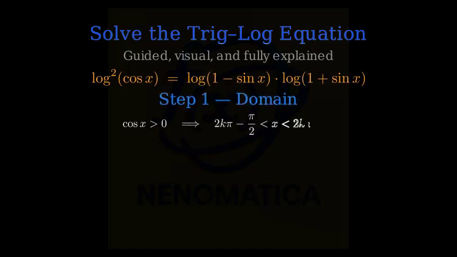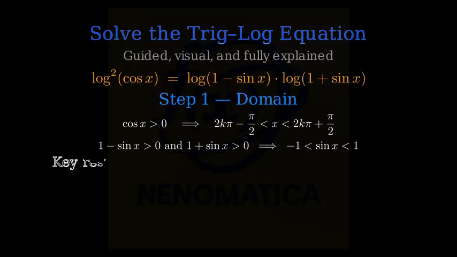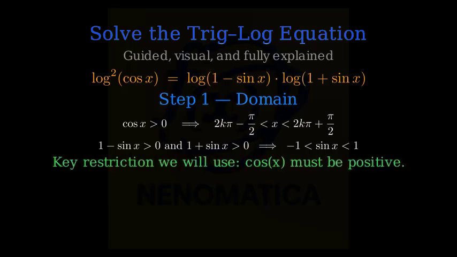Each logarithm requires a positive argument, so cosine of x must be positive. Also, 1 minus sine x must be greater than 0, and 1 plus sine x must be greater than 0. Putting this together, cosine positive restricts x to intervals centered at even multiples of pi, with width pi.